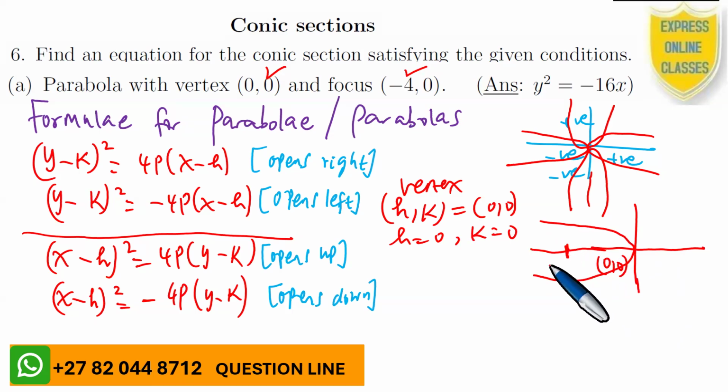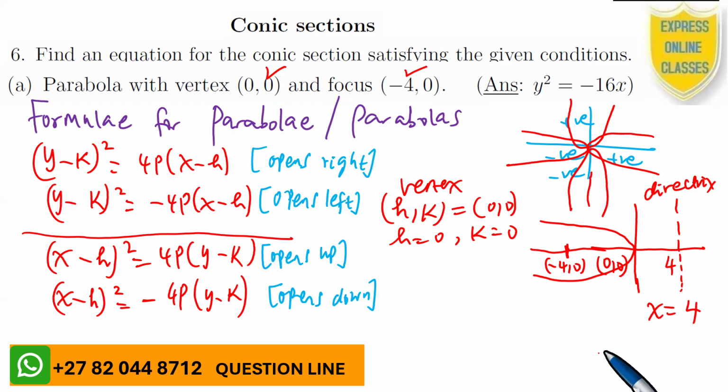Right, so we have x equal to -4 and y equal to 0. So this is the graph. We know the focus is this, the vertex is this, and then we have our directrix. The directrix of this one is going to be at 4 here, giving us the equation x equal to 4. And that is the directrix because it is the same distance away from the vertex of this graph.